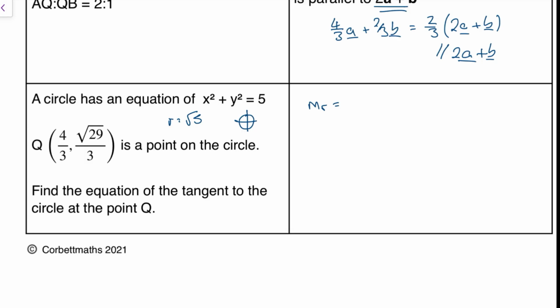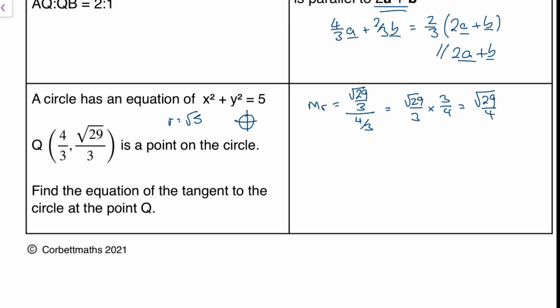So the radius to get from O to Q is to go up 29 over 3, and then go across 4 over 3. Now, you might be able to do this in one go, and that's fine, but I'm going to write out the step in between. So 29 over 3, keep, change, flip: times 3 over 4 is the same as root 29 over 4.